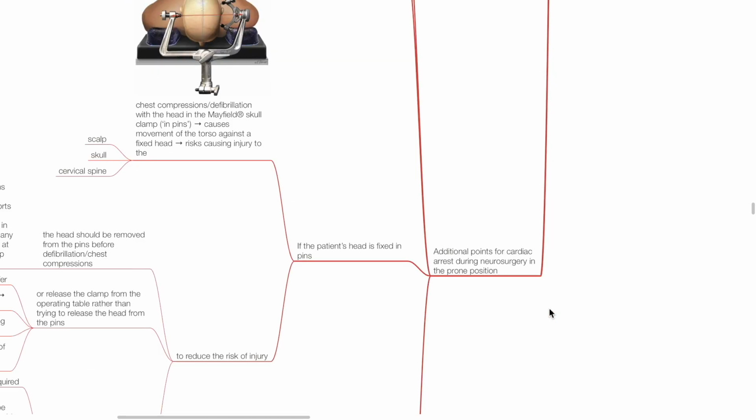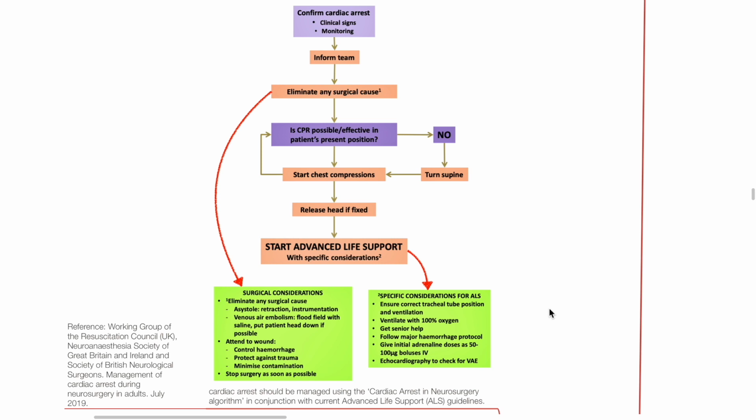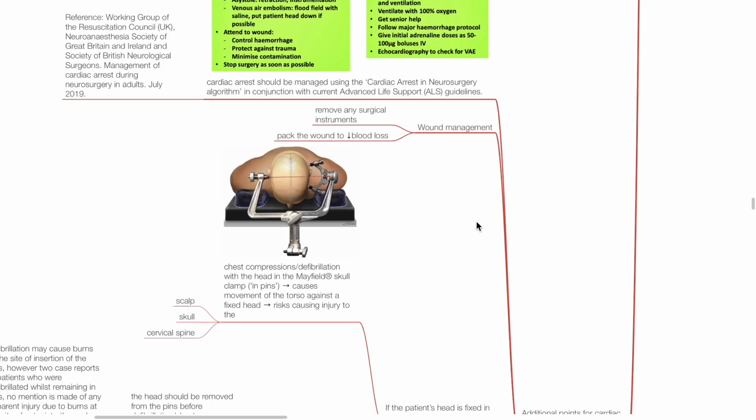Additional points for cardiac arrest during neurosurgery in the prone position. Kindly refer to the cardiac arrest in neurosurgery algorithm in conjunction with ALS guidelines published by the Working Group of the Resuscitation Council, UK. Wound management. Remove any surgical instruments, pack the wound to reduce blood loss.